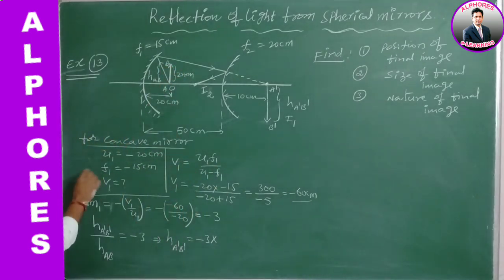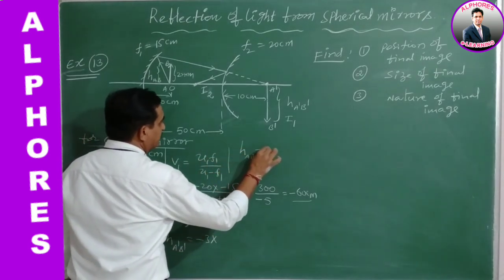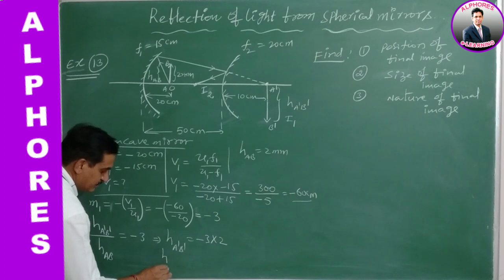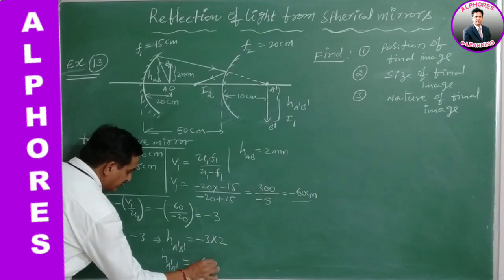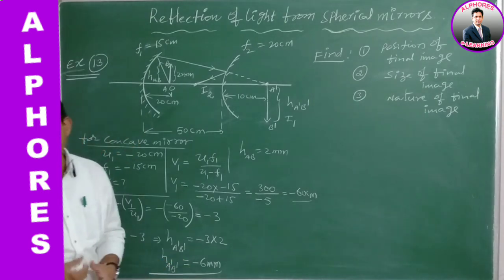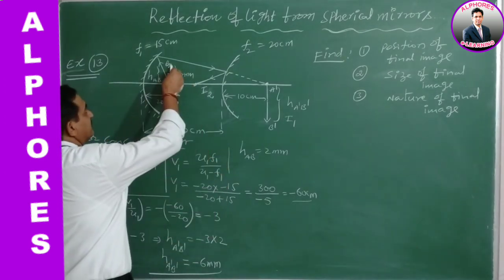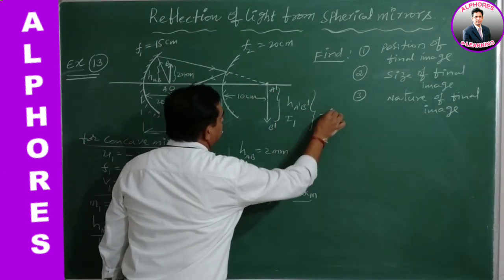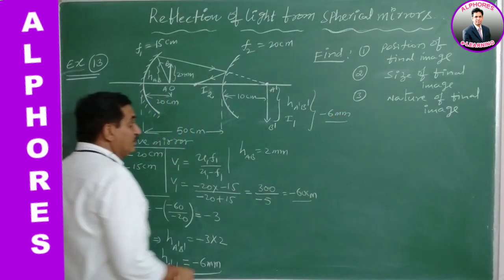Here, in the data, H A B is given as 2 millimeters. Therefore, it is minus 3 into 2, so the first image size is minus 6 millimeters. Minus in the sense it is inverted, and it has a magnitude of 6 millimeters. See, this is inverted, therefore it is minus 6 millimeters. Okay, right. Go for the next one.